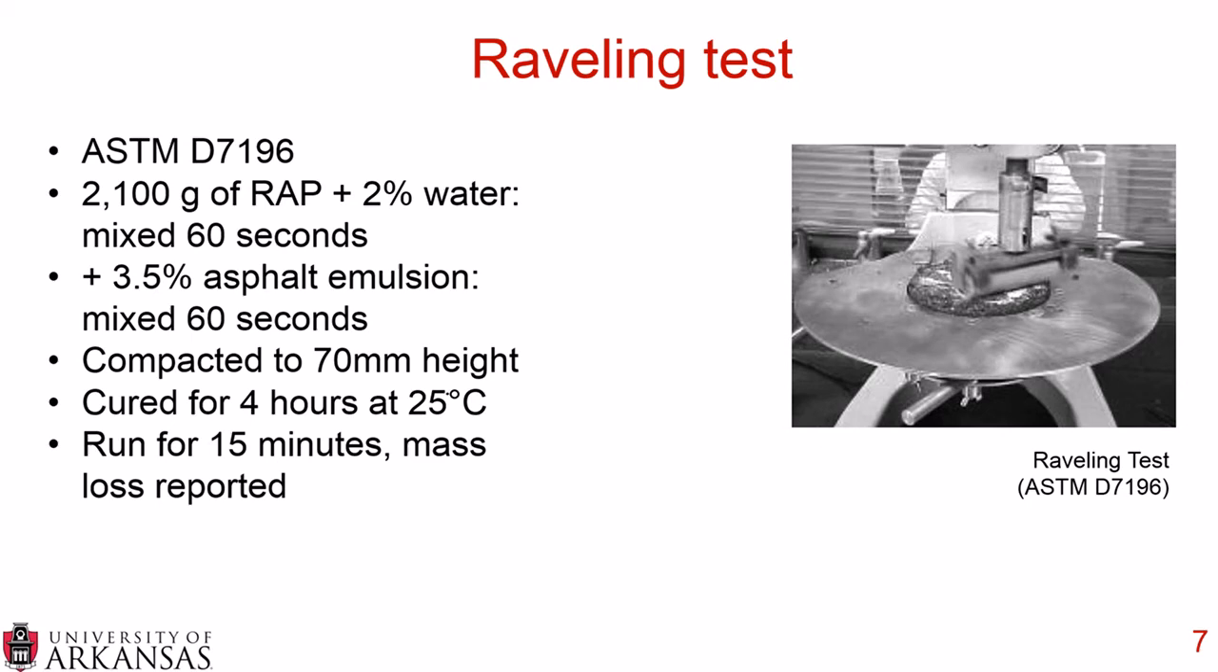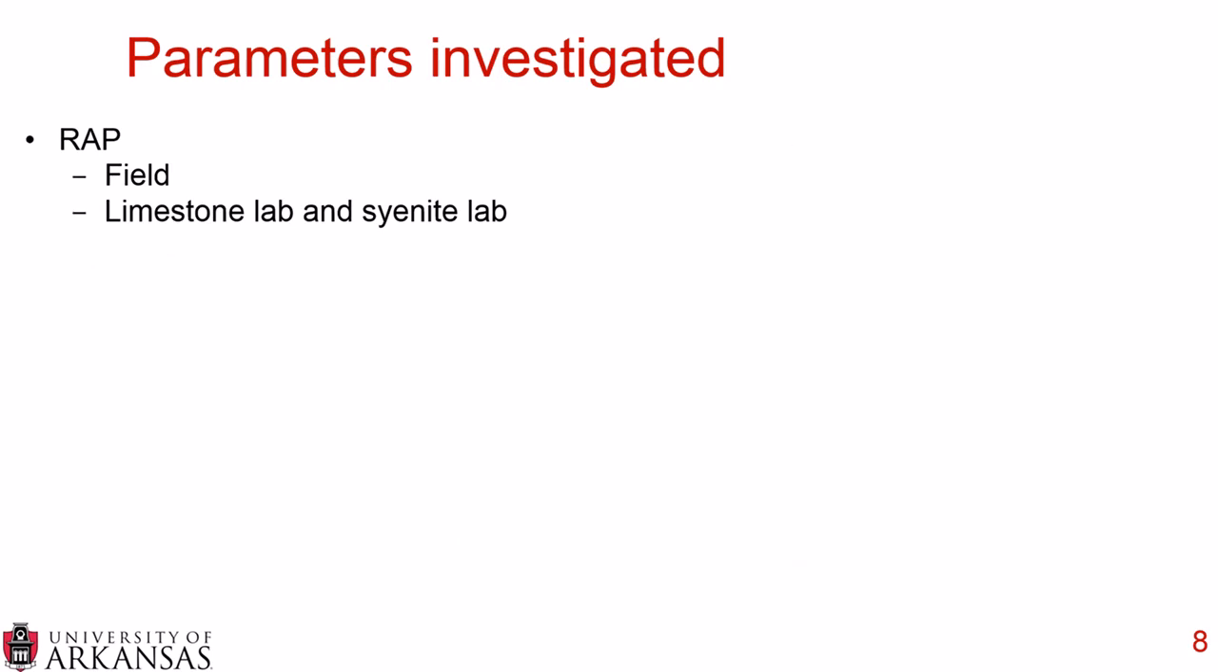Then you run the Raveling test for 15 minutes, which is that hose abrading the surface of the sample for 15 minutes, and then you simply calculate the mass loss. So with the compaction metrics and the Raveling test reviewed briefly, we can now look at what materials were used.